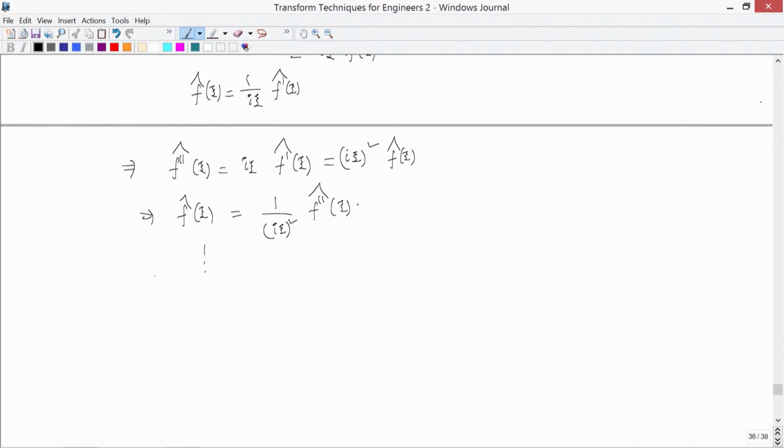So you can go on doing like this. Finally, if it is a smooth function, what you end up with is i xi power n times the Fourier transform of the n-th derivative. If you calculate the Fourier transform for this, that is exactly what you get.